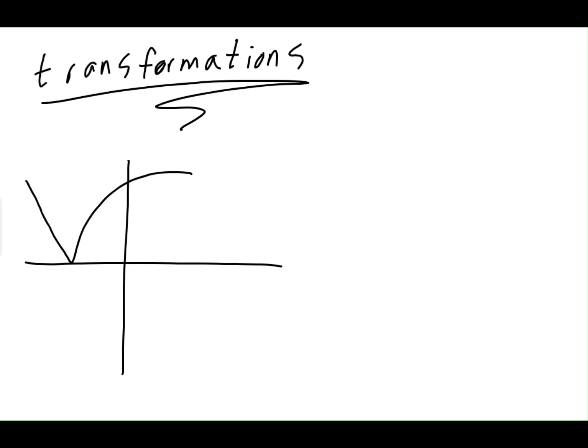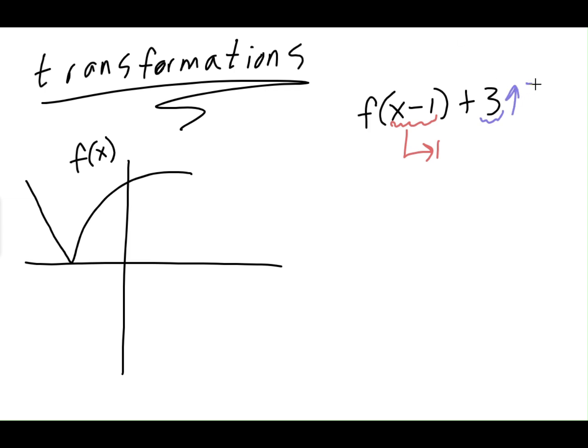For example, let's take this graph of f of x. It's some random graph, certainly not a quadratic. But if I wanted to say what does the graph of f of x minus 1 plus 3 look like? Well, this is the shifting of x, and this is the k. So basically, this graph is going to move everything to the right 1, and it's going to move everything up 3.